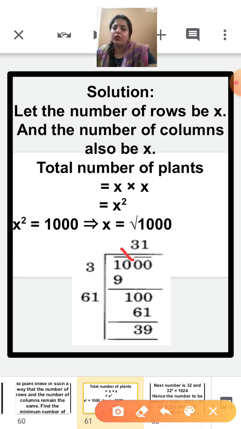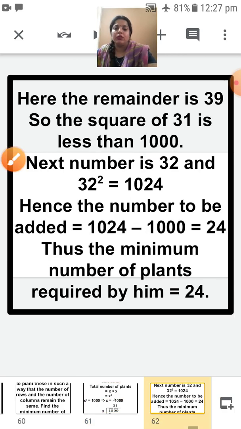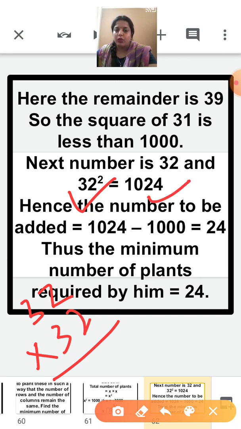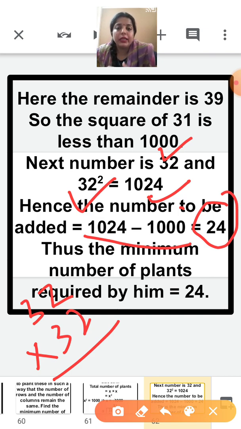See, 31 is not satisfying the condition, we have to try the next number. So next is 32. 32 into 32 is 1024. So between 1000 and 1024, we need 24 more plants so that it becomes a perfect square. So instead of 1000 we need 1024 plants so that we can arrange our plants in such a way that the number of rows and number of columns are the same. I hope you are getting my point.